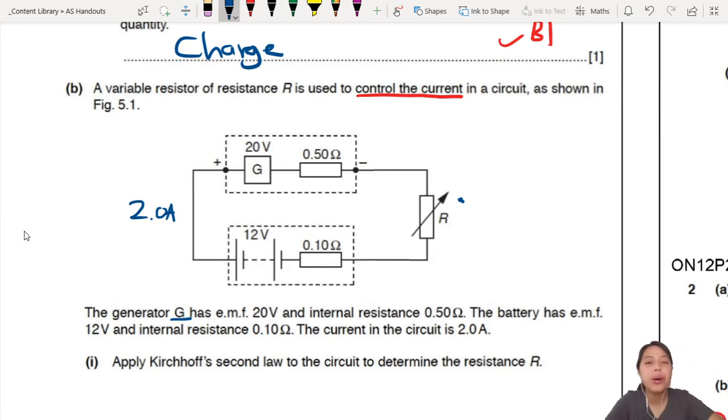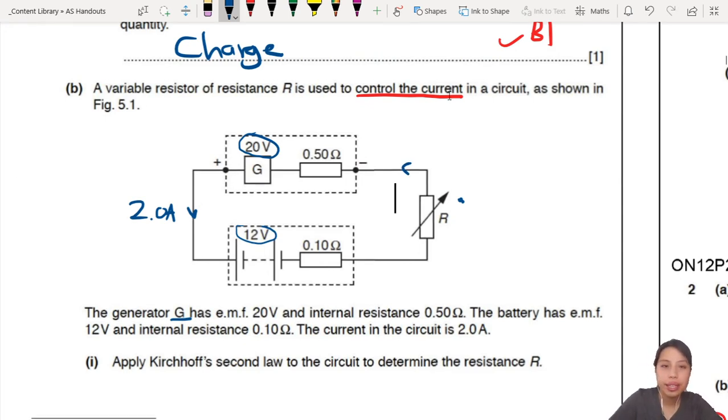But if you really want to know, this one, the EMF is bigger. This one, the EMF is smaller. So it's going to push. The bigger one's going to win now. It's going to push the current in an anti-clockwise direction. Anti-clockwise like this. Now, how do we solve?